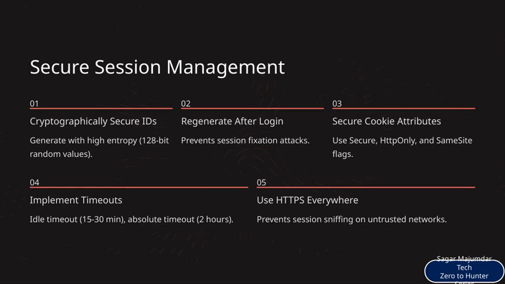Moving on, implementing session timeouts is a good practice. An idle timeout of around 15 to 30 minutes and an absolute timeout of about 2 hours help limit the window of opportunity for hijacking sessions. Lastly, always use HTTPS everywhere. This encrypts the data in transit, preventing session sniffing, especially on untrusted networks. By applying these strategies, we significantly enhance the security of user sessions, which is fundamental to our overall security posture.